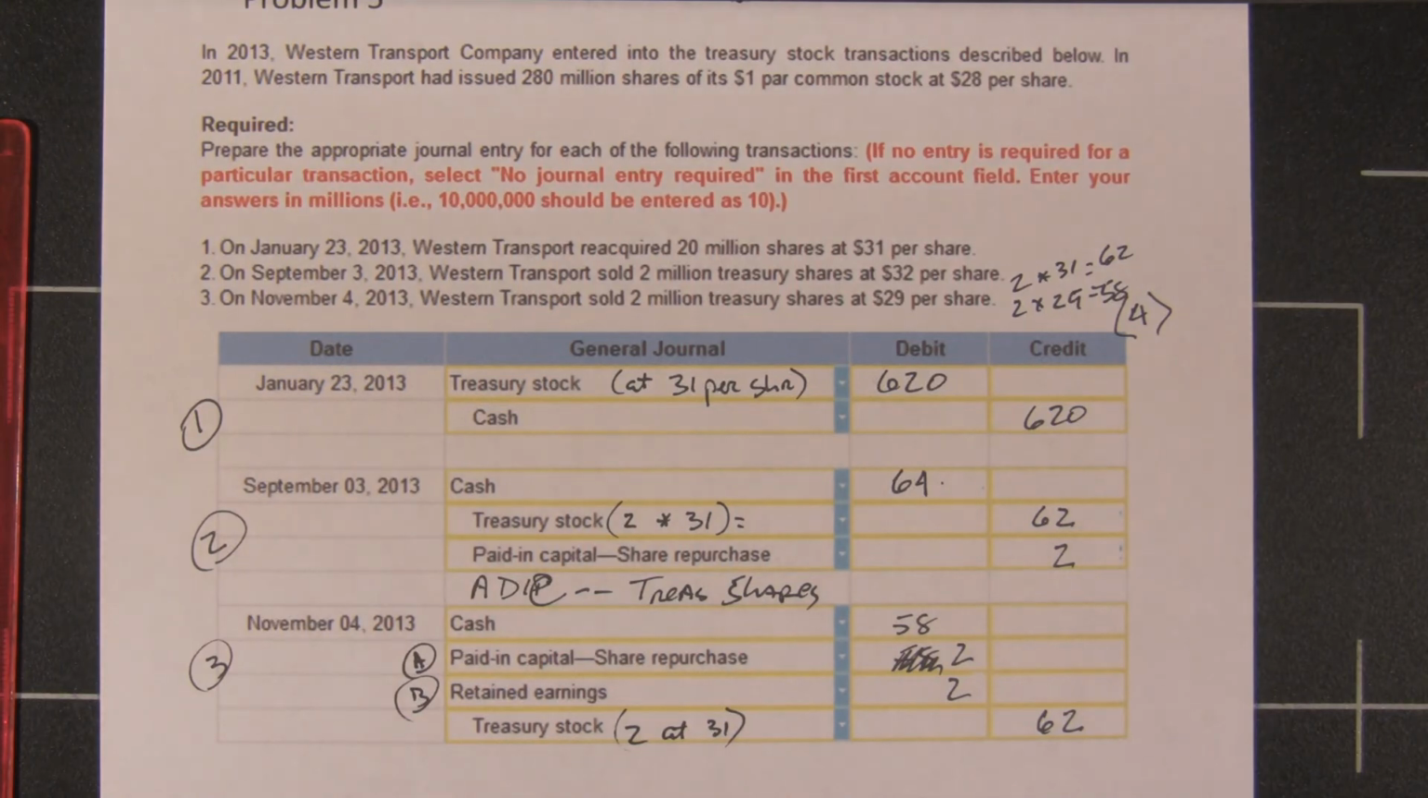Second of all, if you sell them above your carrying value, what your purchase price was, that's additional paid-in capital treasury shares or additional paid-in capital share repurchase. If you sell them below what you bought them for, you use up all of the paid-in capital share repurchase or all of the additional paid-in capital treasury shares that you have, and if you still haven't covered up the difference, then you go to retained earnings.